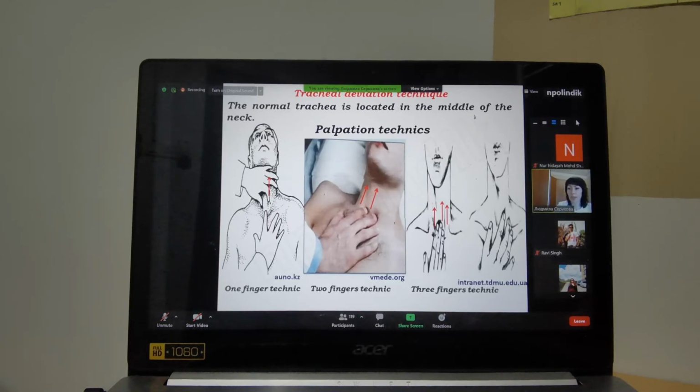Now, deviation of the trachea. Usually in healthy persons, we can see the trachea in the middle of the neck. In some situations, it can be displaced. We have several techniques for detecting the position of the trachea on the neck. So we can use the one finger method. This picture can illustrate it. We can use two fingers and three fingers methods like this. So in future, you will be explained and shown.